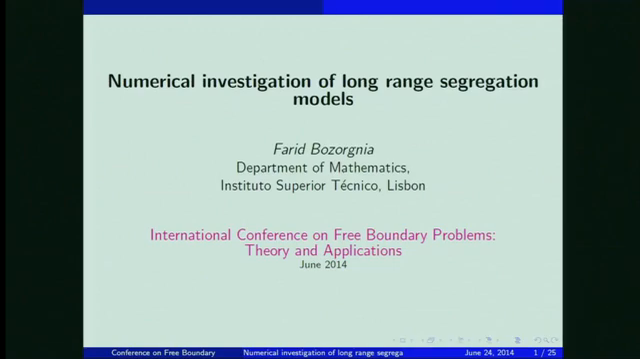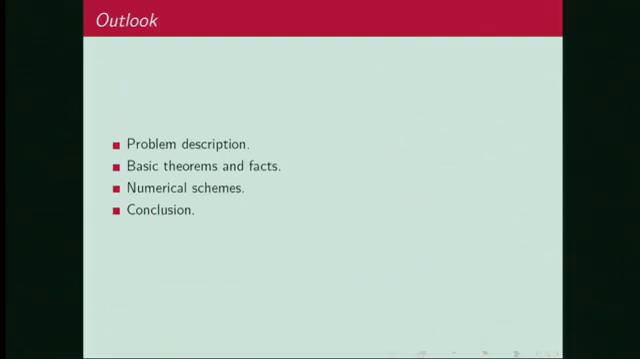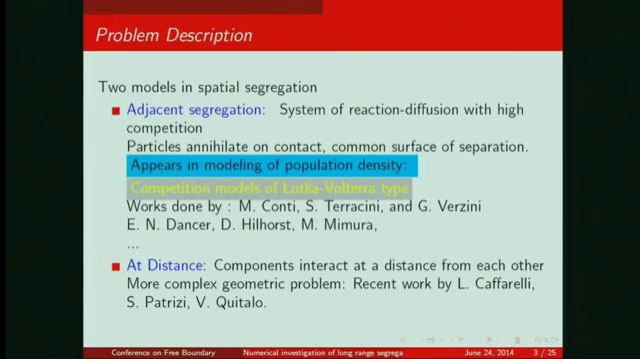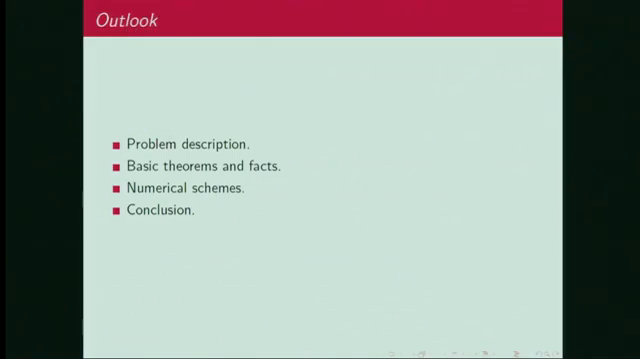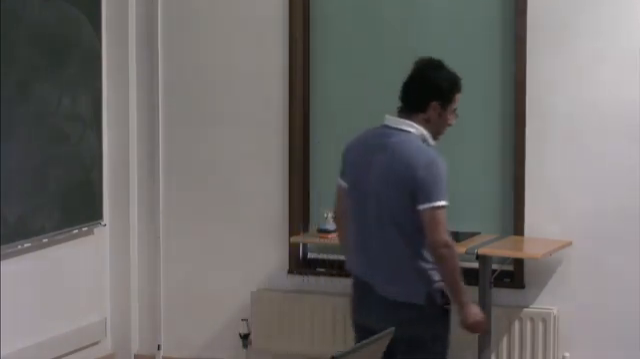This morning we have seen an interesting talk by Professor Setian about this multi-phase problem. So I was thinking maybe I could borrow some of his ideas. Here is the outline. First I will describe these two models, and I will go to the basic theorems and some mathematical background. Then I will go to my numerical schemes. So what are these two models?